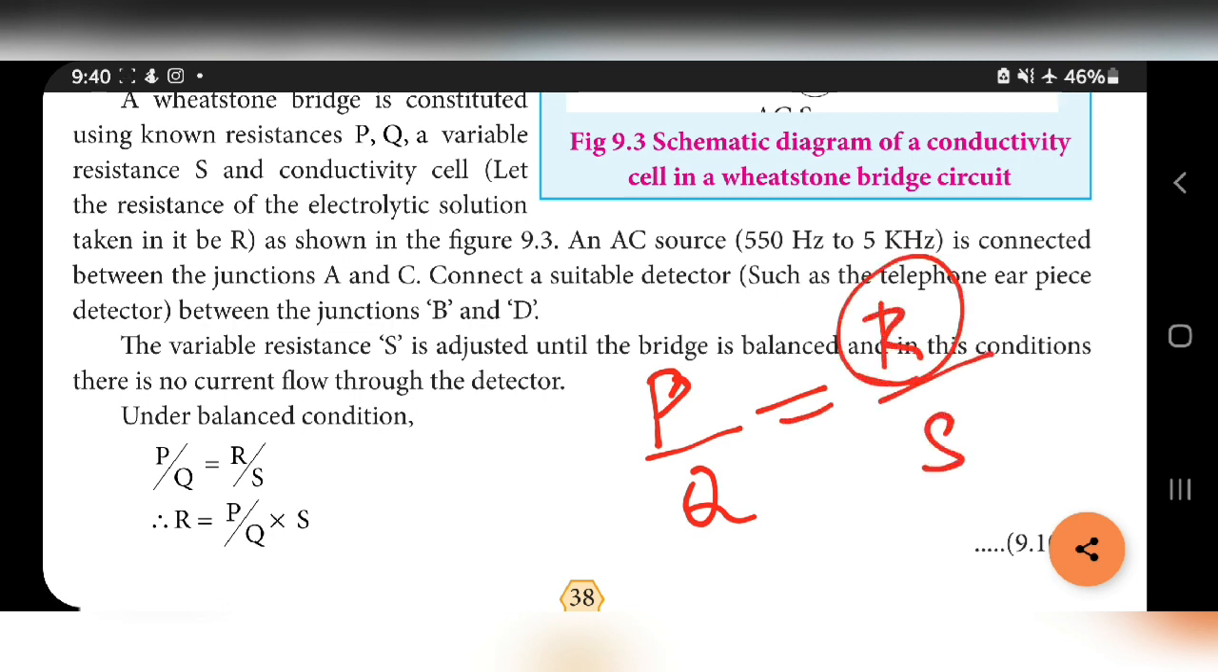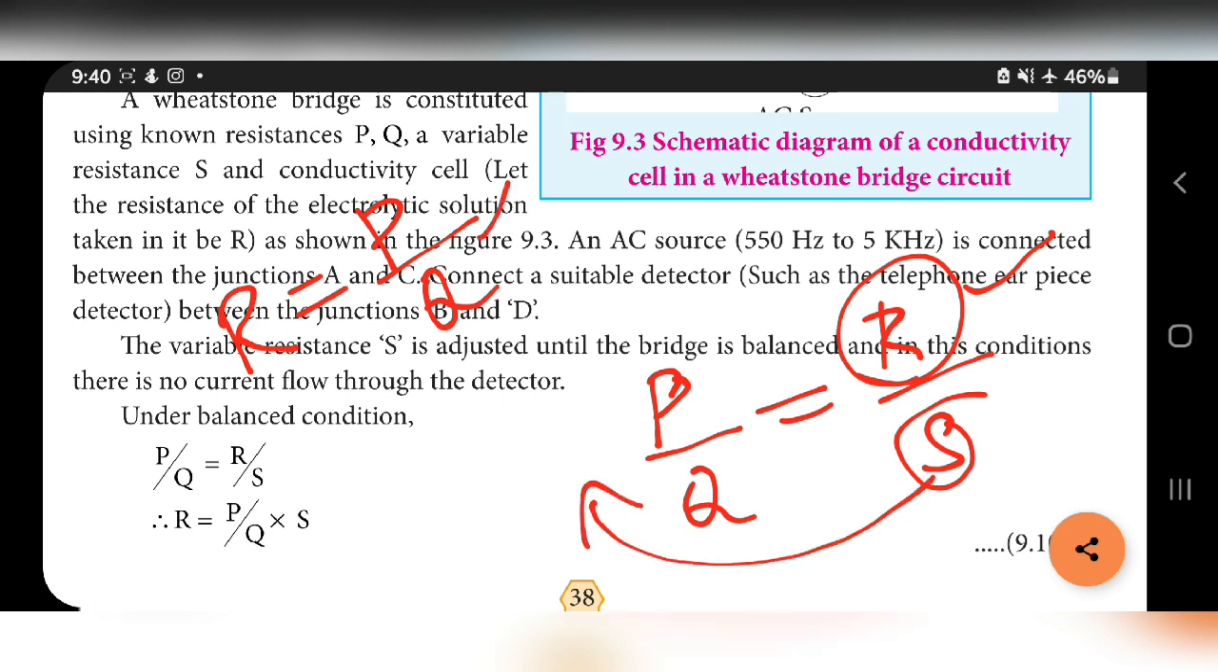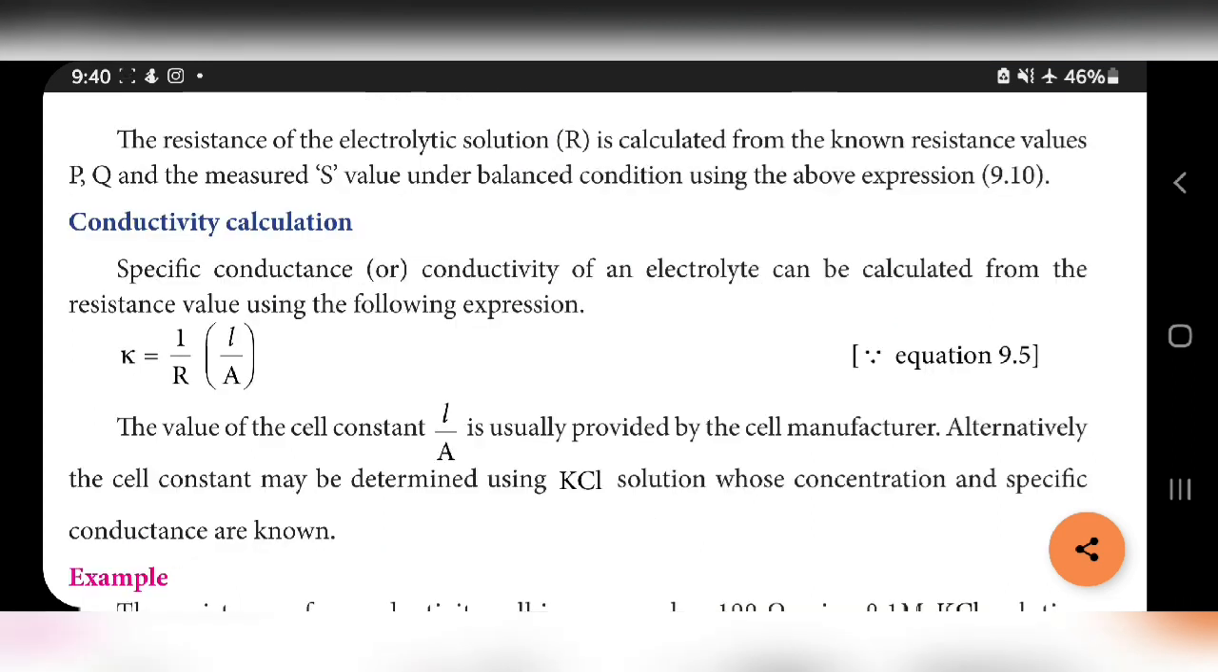If you want to know R, the resistance of the conductivity cell, we can rearrange this formula: R is equal to P by Q into S. The resistance of the electrolytic solution R is calculated from the known resistance values P, Q and S, using this expression under the balanced condition.